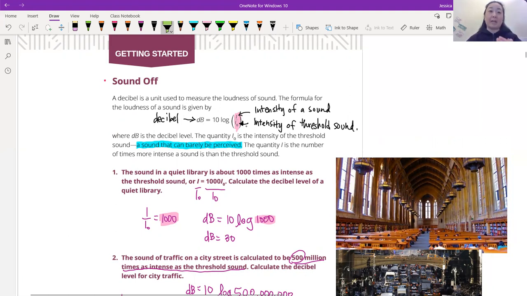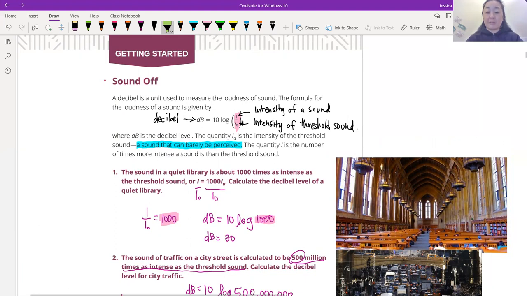So what is the threshold sound? I always found this to be interesting. So basically the threshold sound is a sound that can barely be perceived. So if you listen very carefully and it was really, really silent, you might be able to hear it. It's like a little, tiny sound, right? Whatever that sound is, whether it's a beep or someone's voice or a whistle, whatever, right?